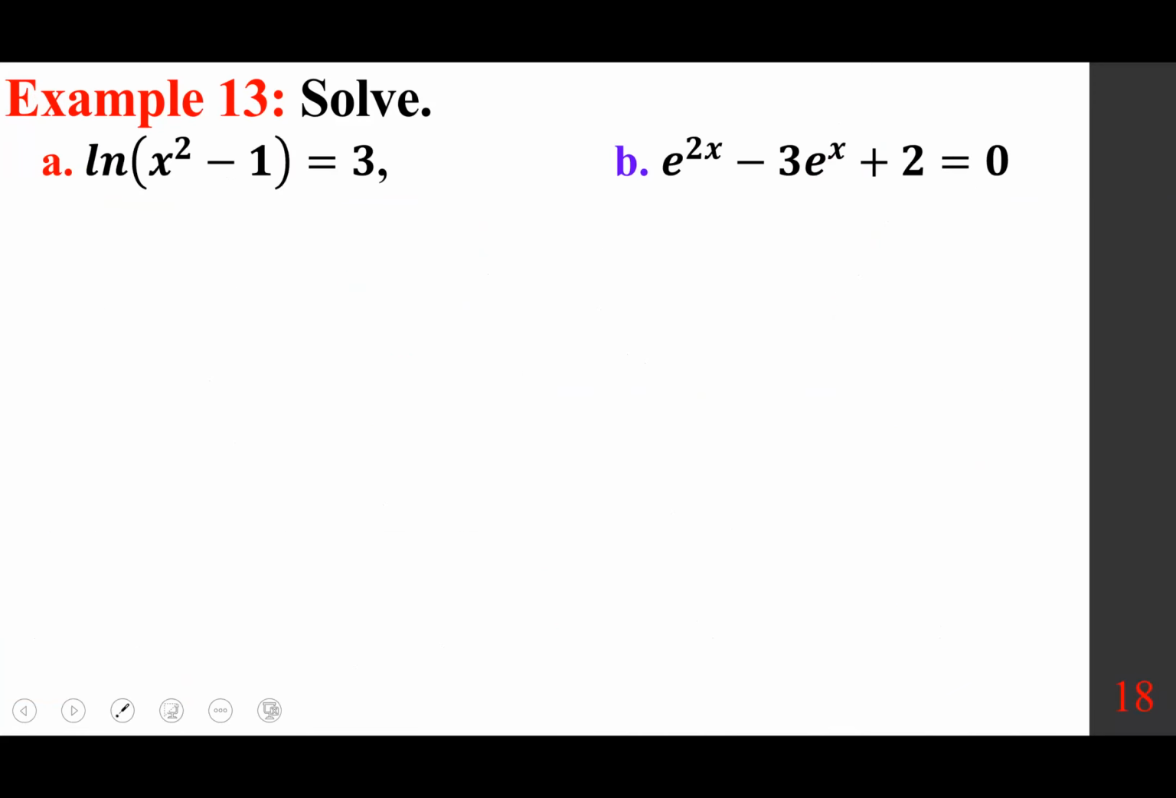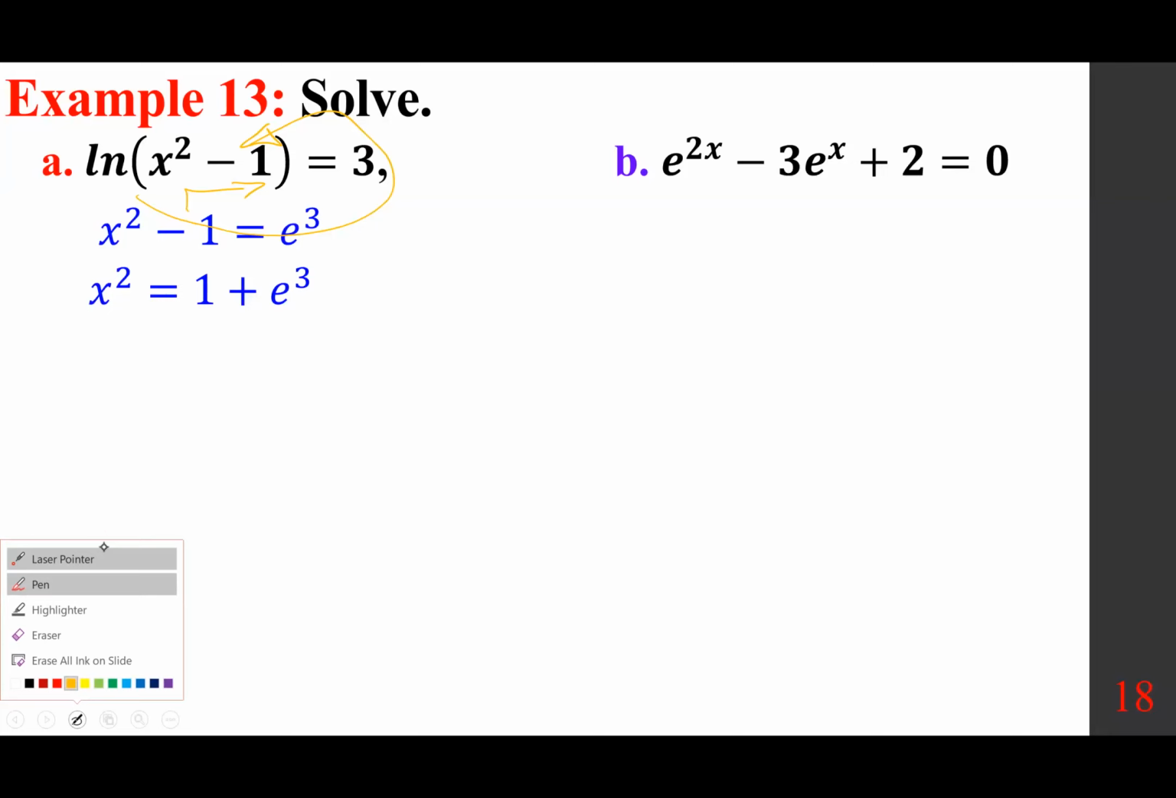We want to solve this equation starting with ln of x squared minus 1 equals 3. All we have to do is go to the definition. Remember, when we have ln, the base is e. So think about the arrow that I told you. So e cubed is x squared minus 1, or x squared minus 1 is e cubed. Move the negative 1 and make it positive 1 on the other side. And x is the square root of that with a plus and minus sign.